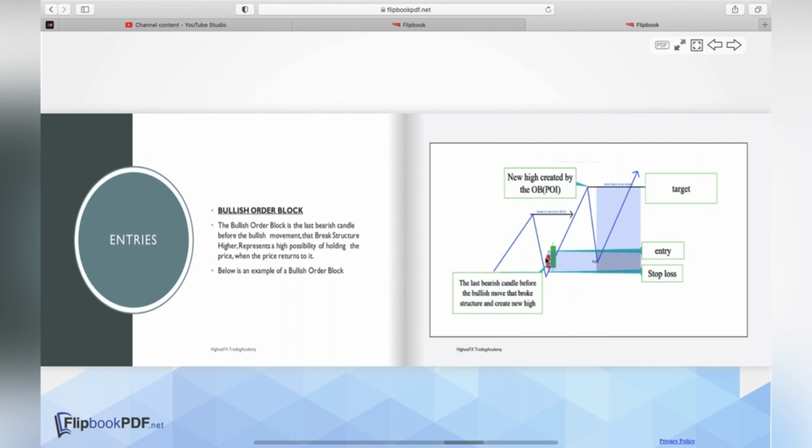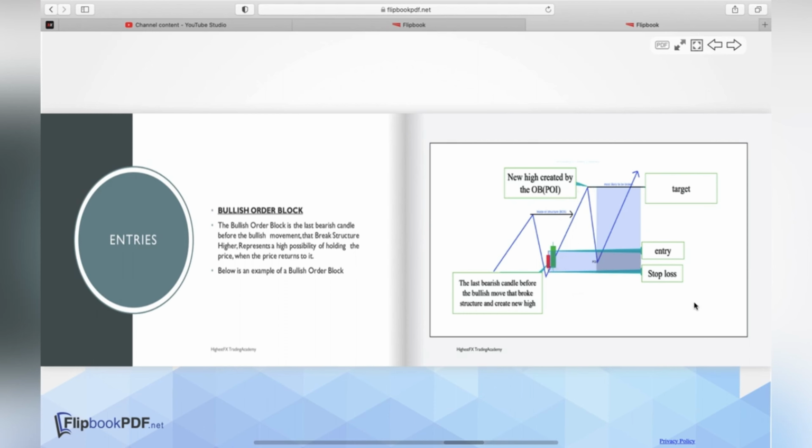So it's the last bearish candle before a break of structure, before a break of a previous high, or before the market creates another high. It's the last bearish candle that caused the rapid movement before the market creates another high. This is another block. This is another block. This is a bullish order block. It's the last bearish candle before the break of structure that created another high.